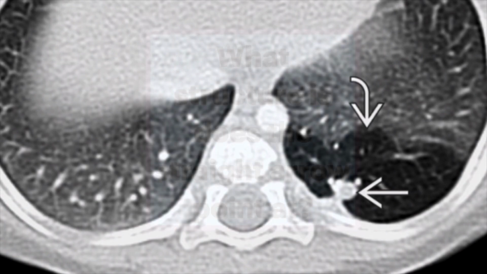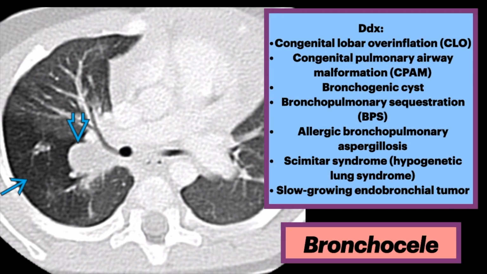The differential for bronchocele is vast. ABPA is the most common cause, but other types include congenital lobar overinflation, CLO, congenital pulmonary airway malformation, CPAM, bronchogenic cyst, bronchopulmonary sequestration, scimitar syndrome, i.e. hypogenetic lung syndrome. A slow-growing endobronchial tumor is also in the differential.